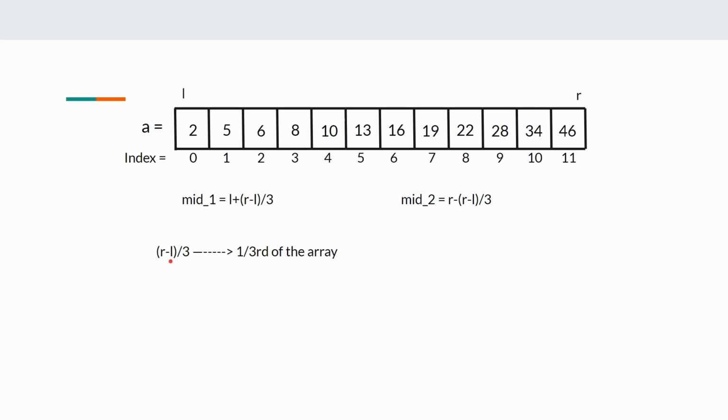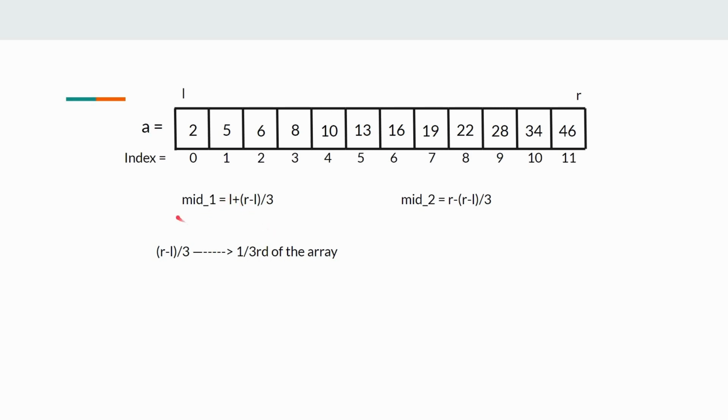So right minus left divided by 3. If we divide the length by 3, we get one third of the length, or the index number of one third of the array. So from the beginning to that number, that's the portion of one segment, one third of the array.